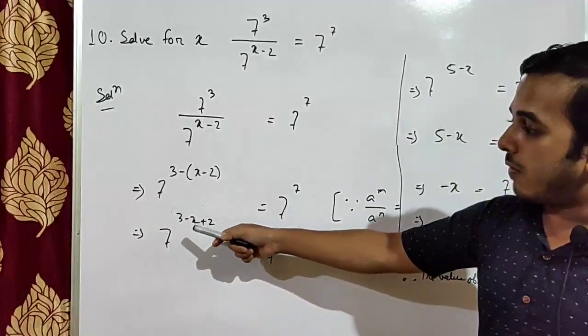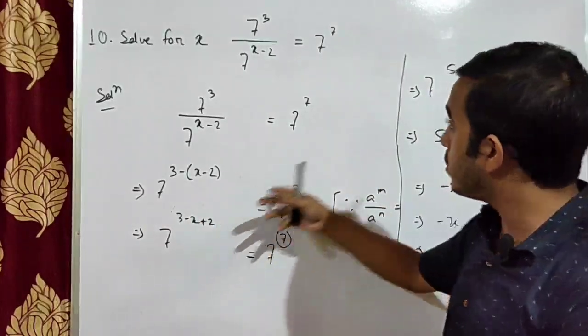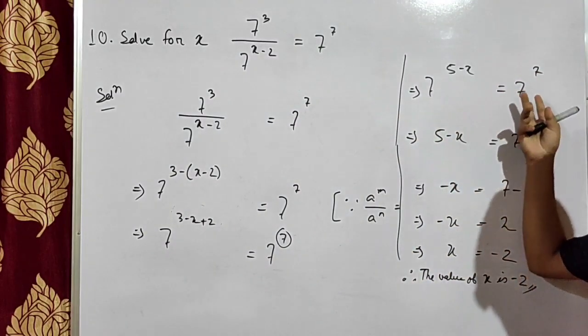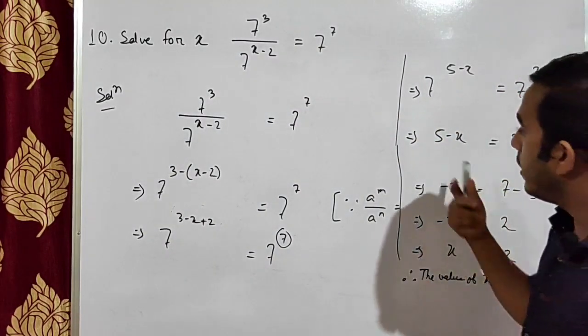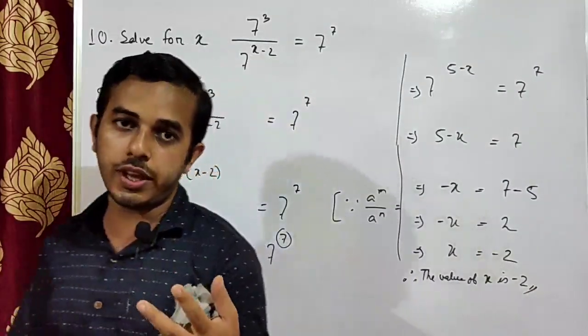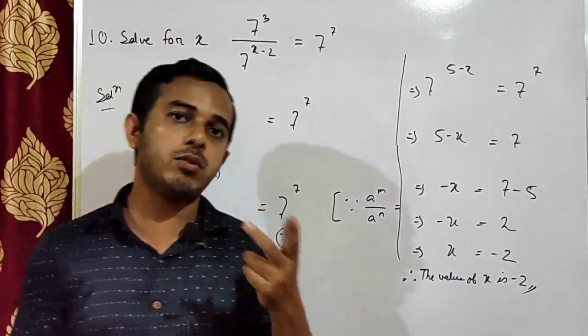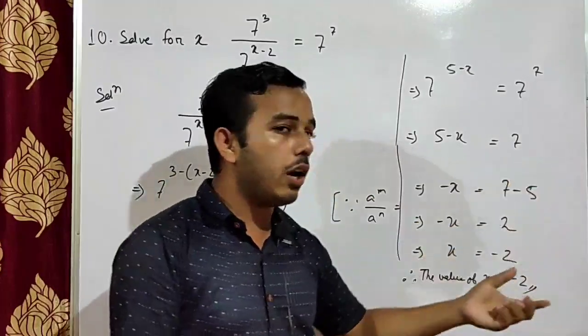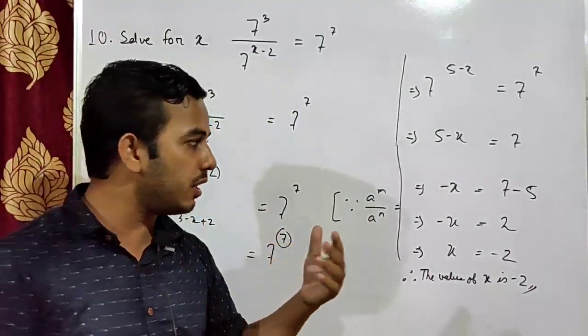Now, after simplifying their powers, we got 7 to the power 5 minus x on one side, and here 7 to the power 7. Since the base is the same and we have an equal sign in the middle, their powers will also be the same, so we write 5 minus x equals 7. Now we have to find the value of x, isn't it?